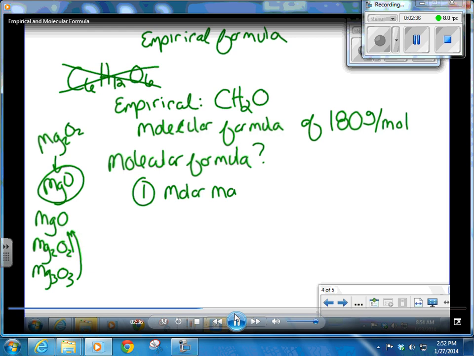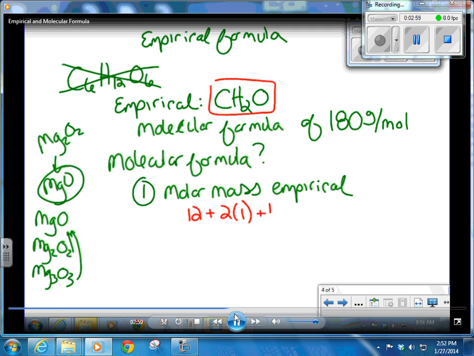You need to find the molar mass of your empirical formula, and this is the part that everybody forgets. We need to figure out what the molar mass of that empirical formula is. In this case, our empirical formula, ignore MgO, we're looking at CH2O, I just outlined in red. That's your empirical formula. So let's find the molar mass. Here's a review of molar mass. The mass of carbon, which is 12, plus 2 times the mass of hydrogen, which is 1, plus the mass of oxygen, which is 16.